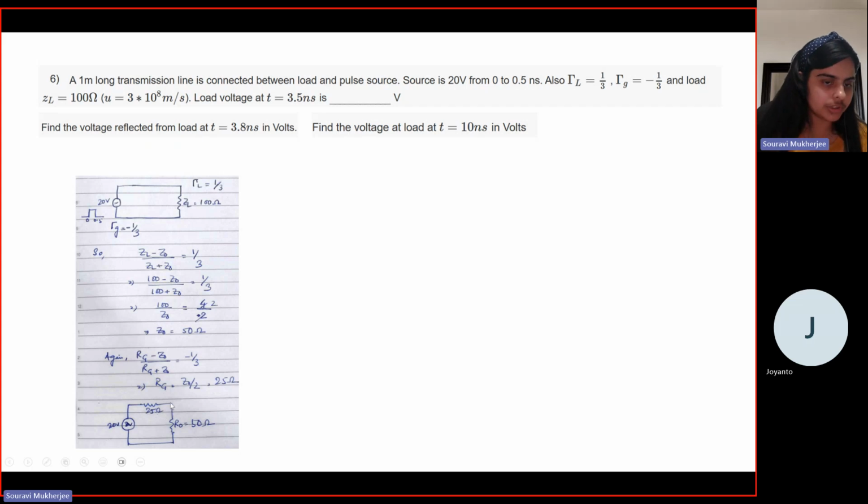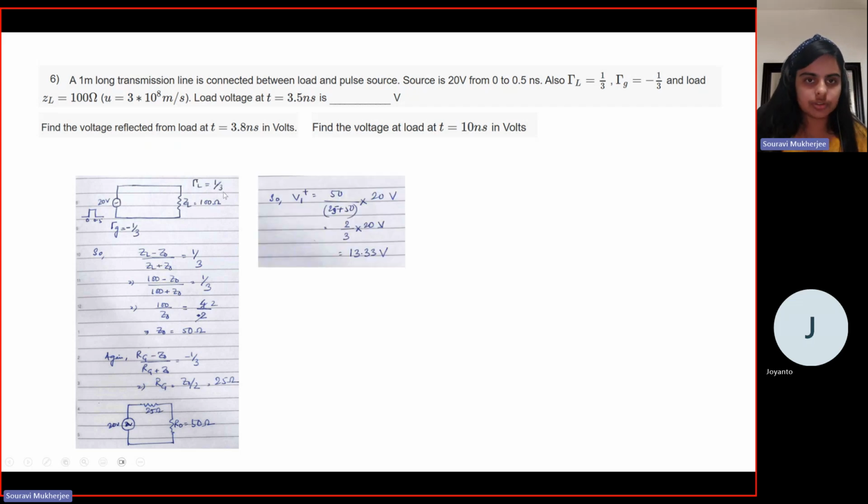So that would be the voltage drop at this end, right? Now, once you have the voltage drop at this end, you know that once it reaches the load end, there'll be a reflection. So you have to find out how much of the wave gets reflected, and that will be dominated by this value, the reflection coefficient, right? So this is what I mean.